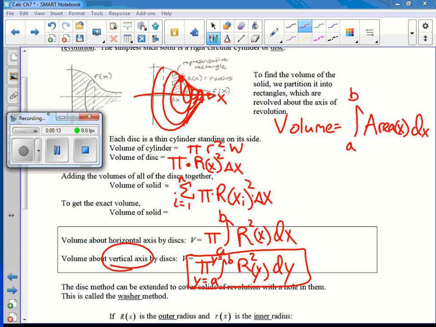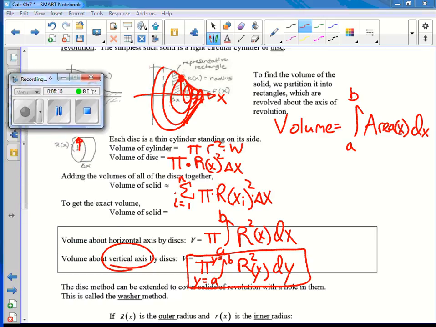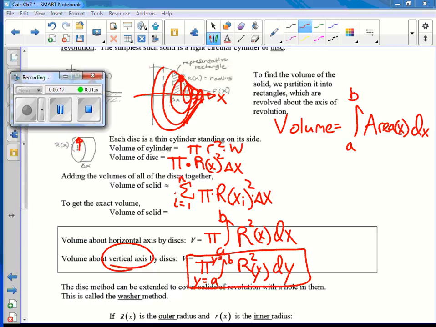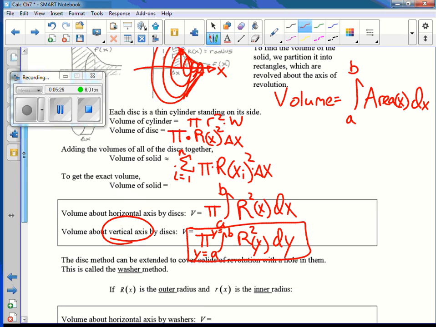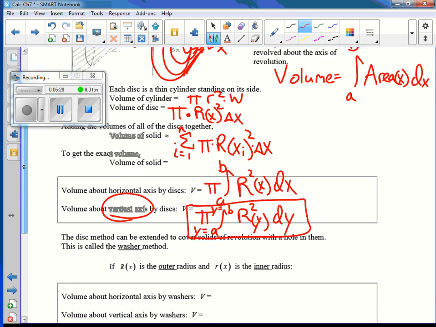Normally when we do this in class, I actually have objects that are made by finding the volume using the disk method so people can use them. When we come back next week, I'll show you. So that way, hopefully that gives you a better visual aid. So now let's go on to this one.